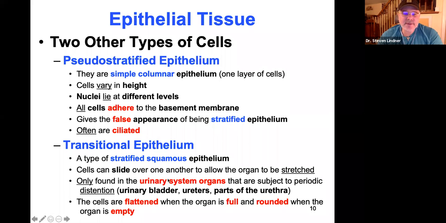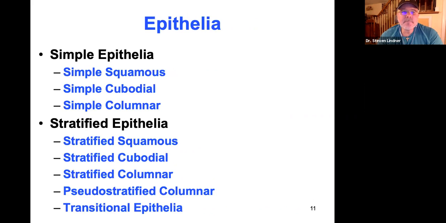The transitional, remember, that's what I said is kind of the balloon, like the urinary bladder, the ureters, parts of the urethra, things that can become larger and smaller. They kind of change their shape. So they transition. So we call it transitional epithelium. So again, simple epithelium is simple squamous, simple cuboidal, simple columnar. And then stratified squamous, stratified cuboidal, stratified columnar, and then those two little subspecialties. There's pseudostratified ciliated columnar, and transitional epithelium.